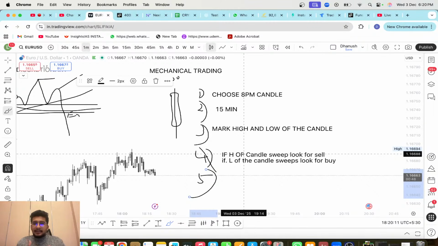So what is a market structure shift? Any idea, guys, what is market structure shift? Yes, Karthik. What is market structure shift? Any idea?